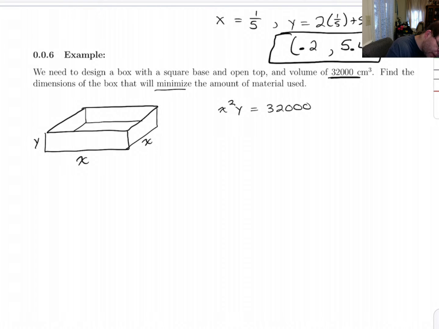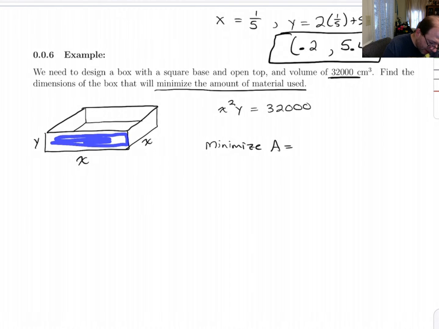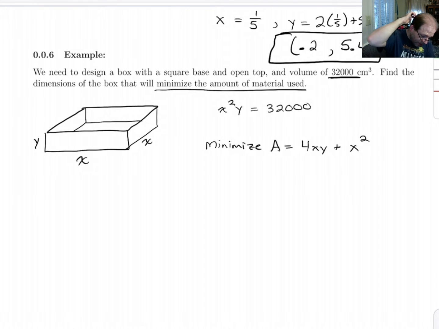And they want us to minimize the amount of material used. That's going to be like the surface area. If you look at this box, it's got 5 parts to it. It's got the sides here. Each of these sides is x by y, and there's 4 of them. So this is 4xy. And then it's also got the bottom. And the bottom, which you can only see part of here, is a square that's x by x. So that's the function that we're trying to minimize, 4xy plus x squared.